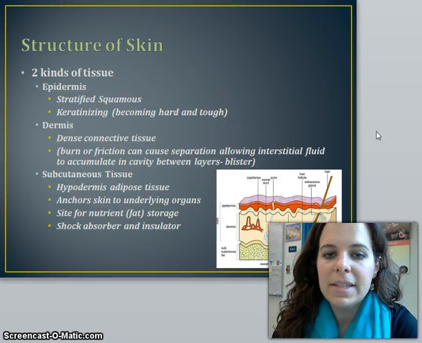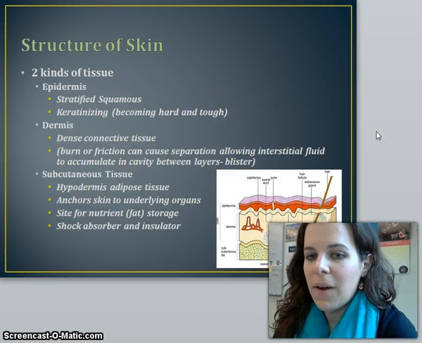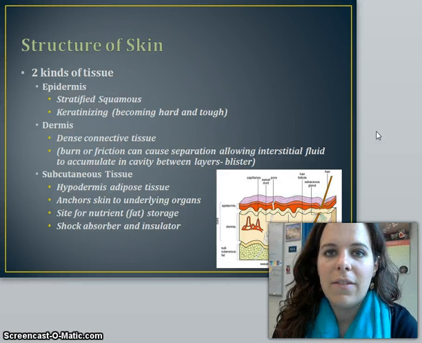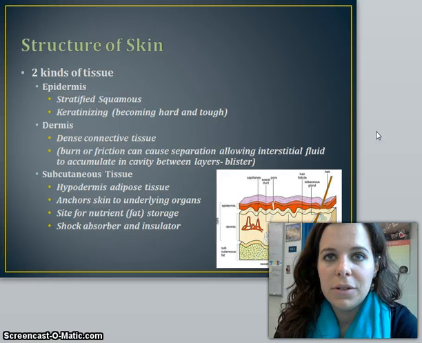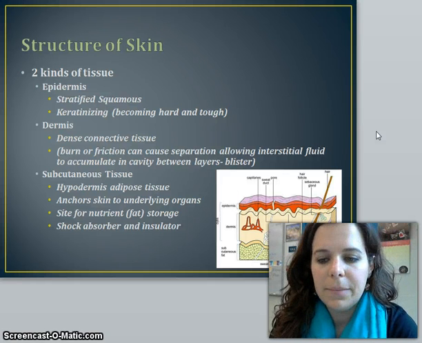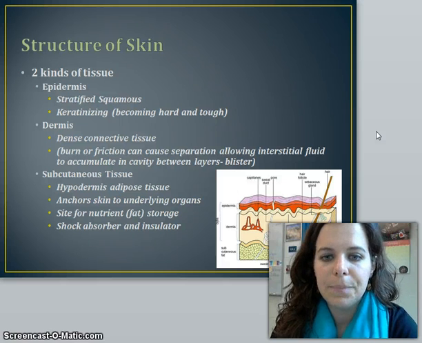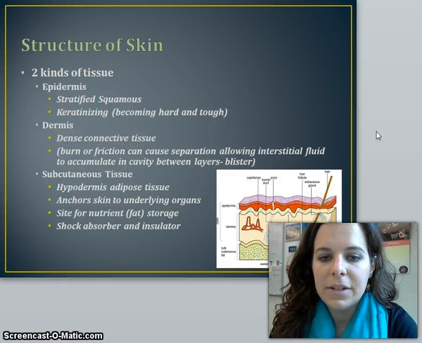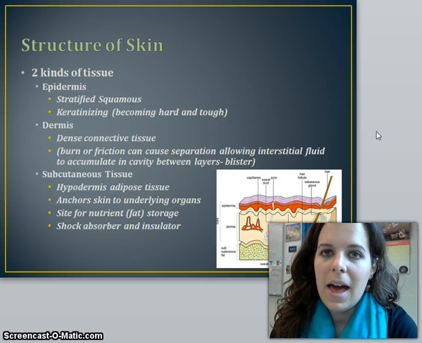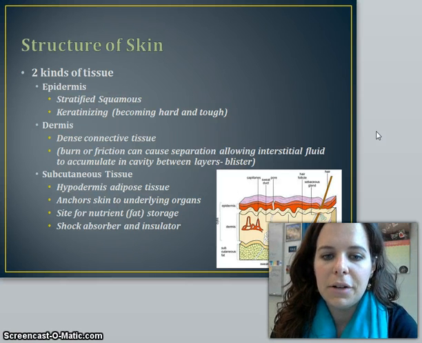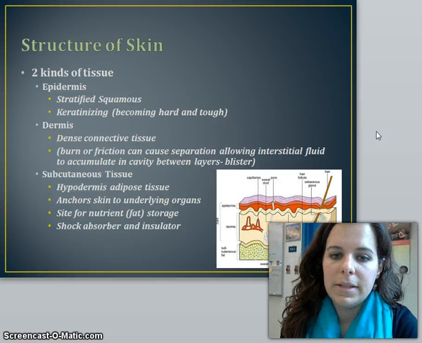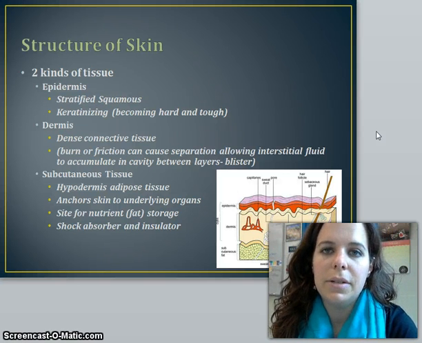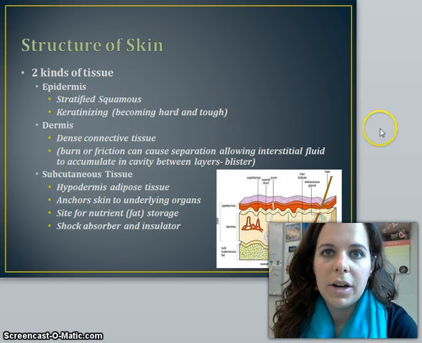Your dermis is made of dense connective tissue, and if you have a burn or friction, like from a bad shoe, that can allow interstitial fluid to come in, and that's actually what causes a blister. So it's a separation of your dermis and your epidermis. And then lastly, your subcutaneous tissue is the hypodermis, under the dermis, made of adipose tissue, and it anchors skin to your underlying organs. It's a site for fat storage, so it's going to insulate your body. It's also a shock absorber as well as an insulator. So if you fall, your subcutaneous tissue is going to take a lot of that pressure and shock.